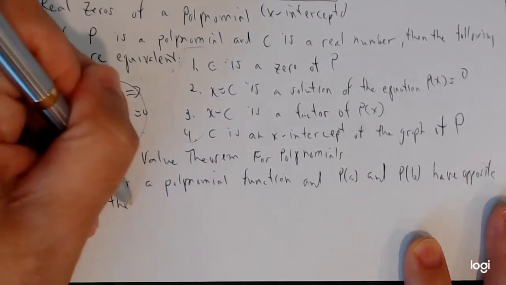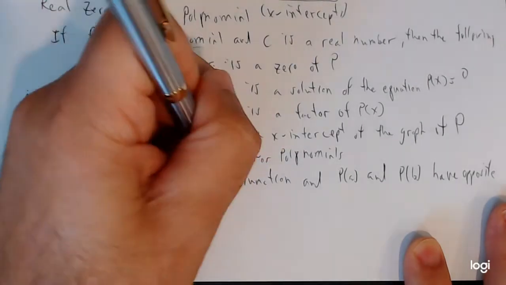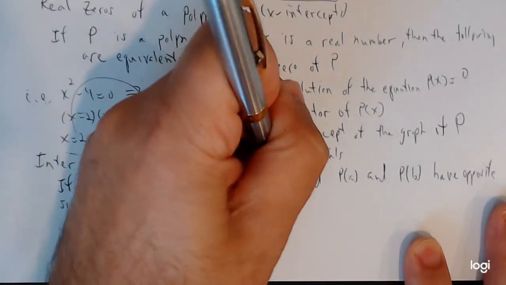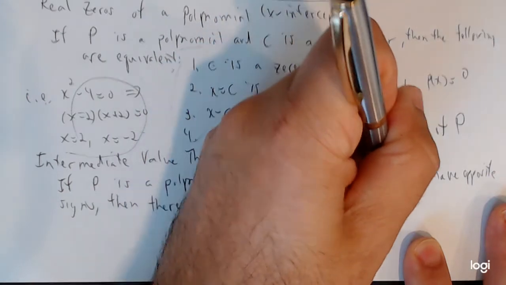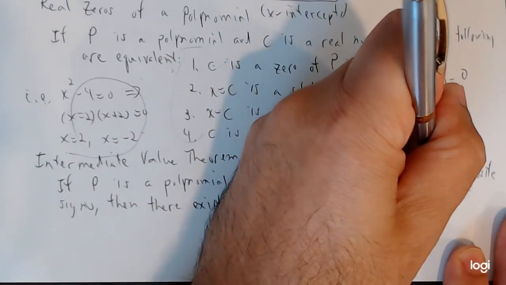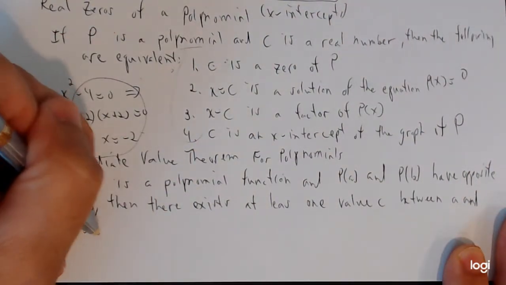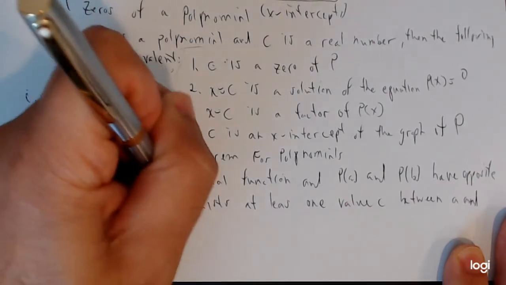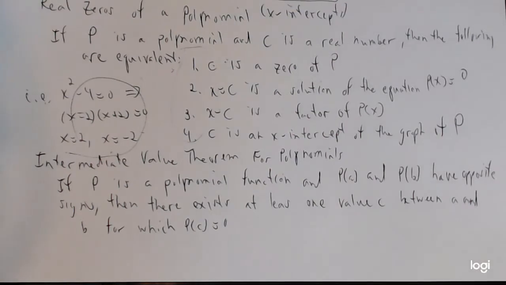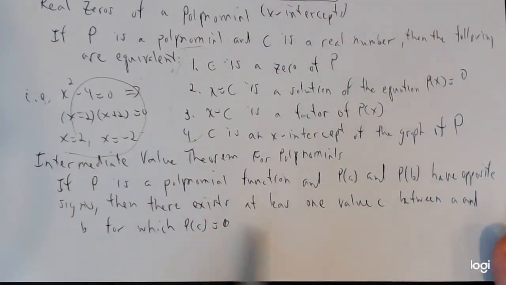then there exists at least one value C between A and B for which P of C equals 0. So the intermediate value theorem doesn't tell us where the zeros are, but it guarantees that we have a 0 between A and B.